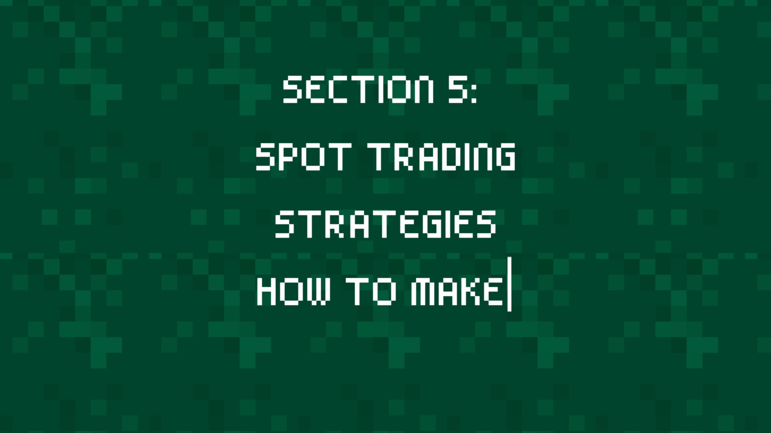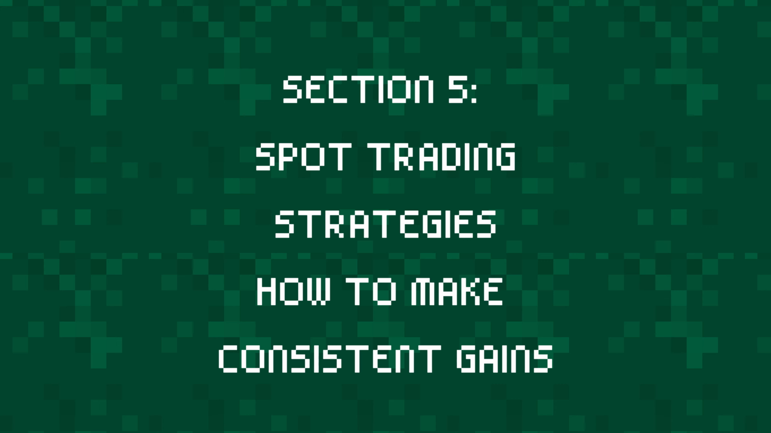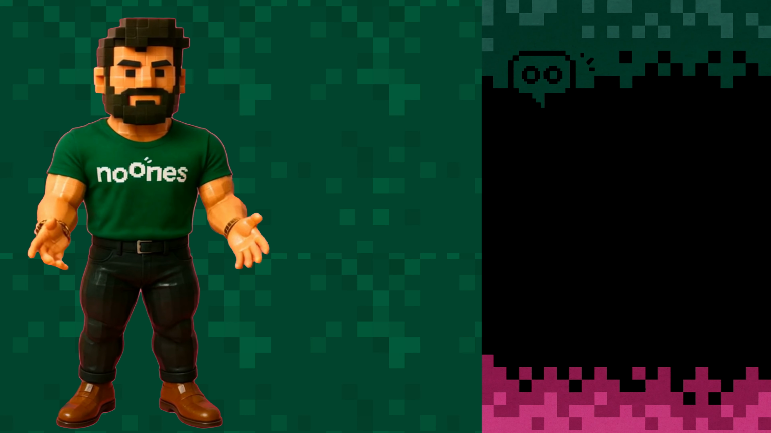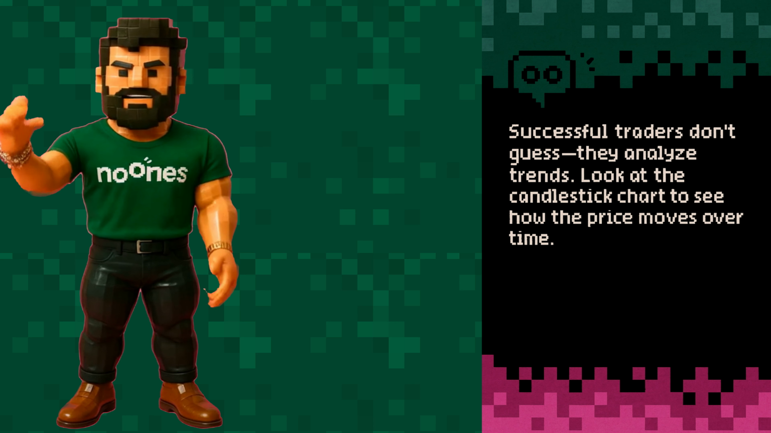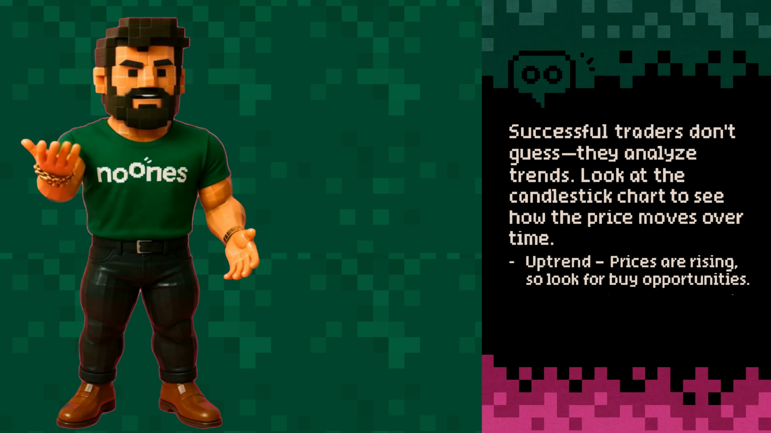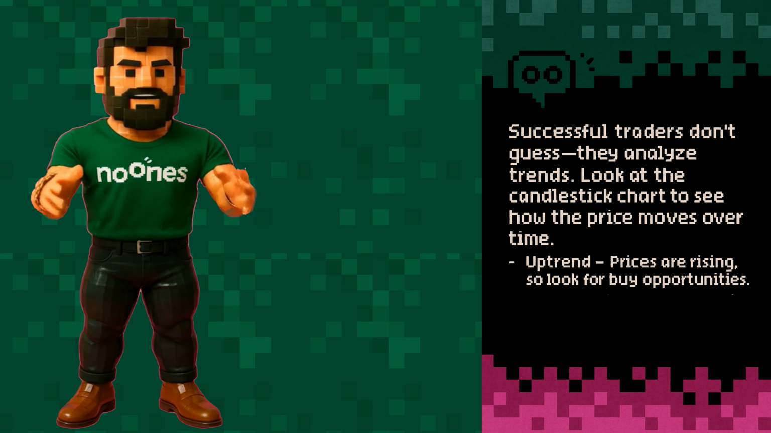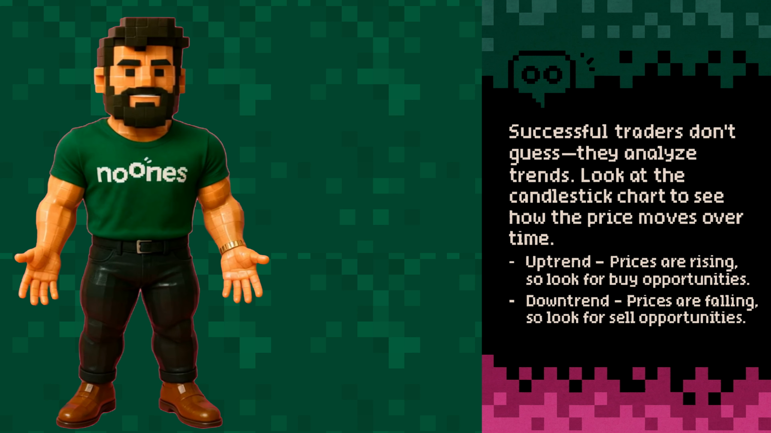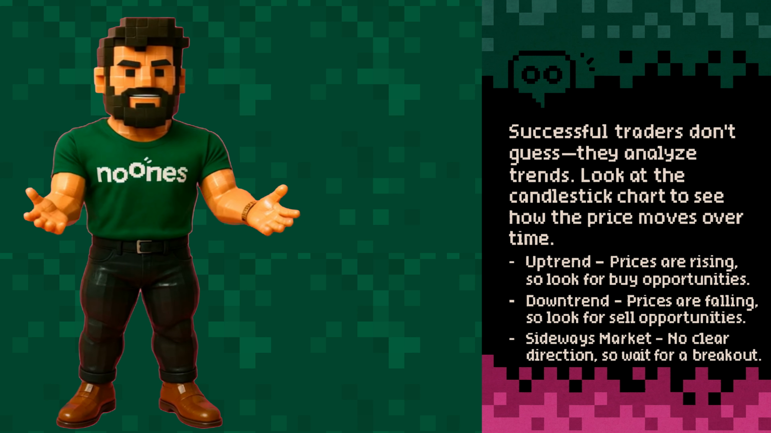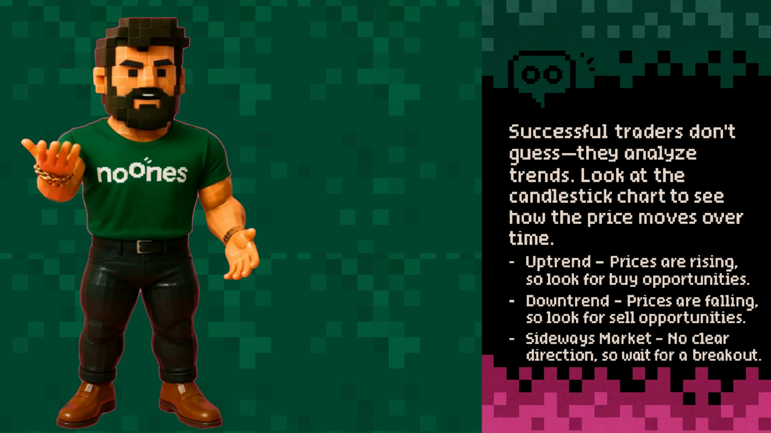Section 5, spot trading strategies: how to make consistent gains, how to read price action and trends. Successful traders don't guess, they analyze trends. Look at the candlestick chart to see how the price moves over time. Uptrend: prices are rising, so look for buy opportunities. Downtrend: prices are falling, so look for sell opportunities. Sideways market: no clear direction, so wait for a breakout.